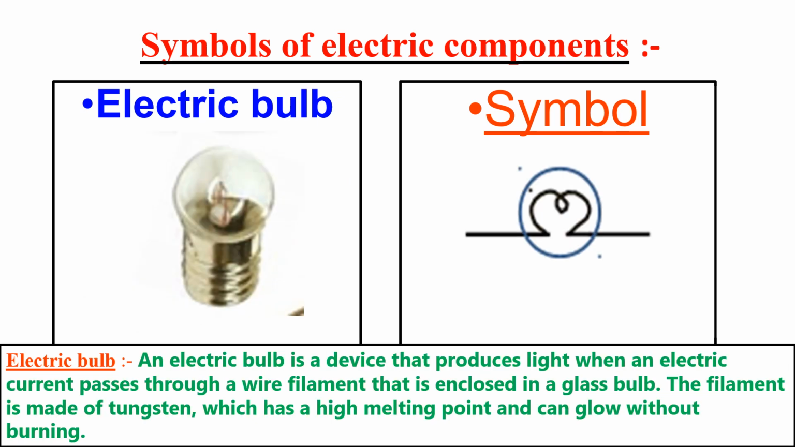Now the second, electric bulb. You are very familiar with it. An electric bulb is a device that produces light when an electric current passes through a wire filament that is enclosed in a glass bulb. The filament is made up of tungsten, an element which has a higher melting point and can glow without burning. Here is the electric bulb and it is the symbol of the electric bulb.